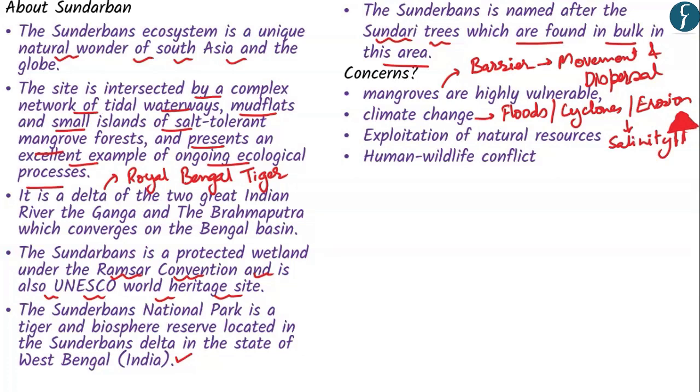Next important is exploitation of natural resources. This biotic pressure and unsustainable exploitation of forest resources leads to the degradation of natural habitat, resulting in loss of biodiversity. Last but not the least is the human wildlife conflict.